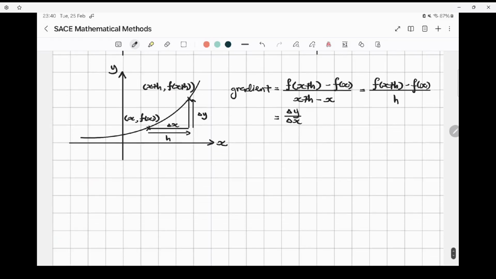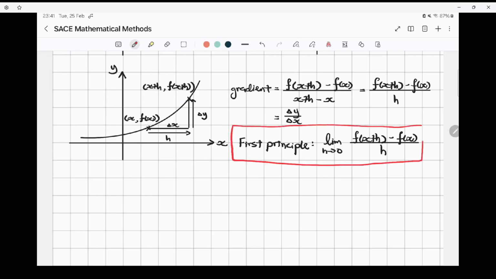So the definition of first principle is basically you need to study the limit when h approaches 0, f(x + h) - f(x) divided by h. Notice that the latter part over here is just the definition of gradient, and you try to let that particular small value h approach 0. So this is the definition of your first principle.